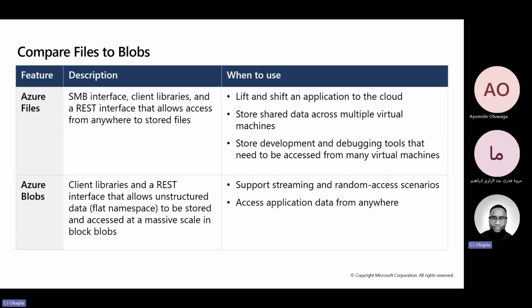So Azure Files is just an SMB interface that has client libraries, and it's a REST interface that allows access from anywhere to stored files. So when can you use this? If you're doing a lift and shift of an application to the cloud, if you have stored shared data across multiple virtual machines, or you store development and debugging tools that need to be accessed from many virtual machines.